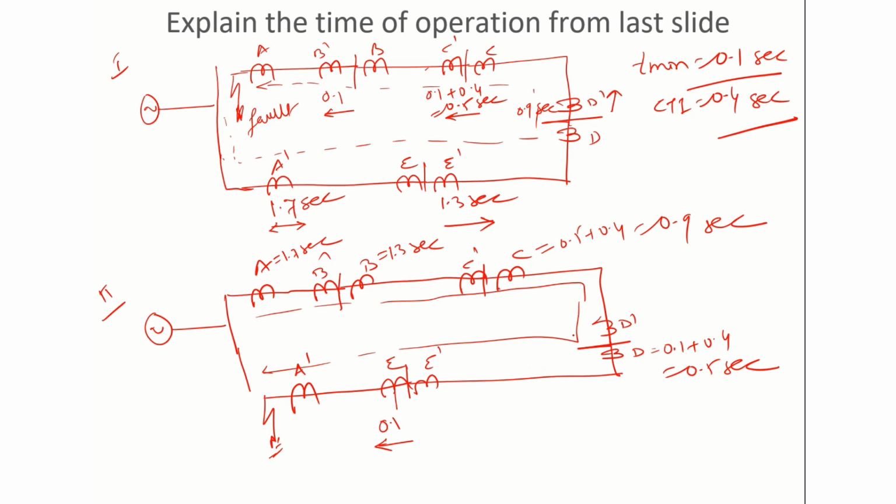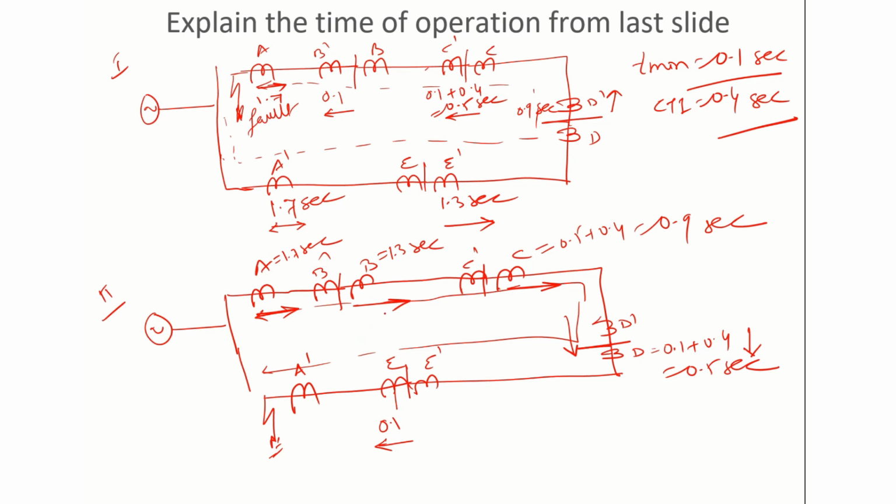For D, the fault direction is like this, so for this, it should be the current direction. For C, this should be the direction of operation. For B, this should be the direction of operation. For A, I have already described that this is nearer to the source, so this would be non-directional. So now if we club both, case 1 and case 2, A will be non-directional with time of operation 1.7. B is in this direction with 0.1.